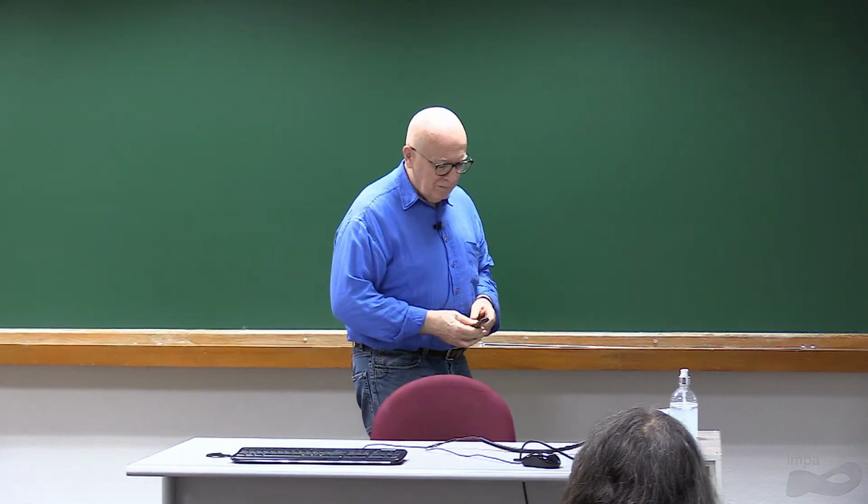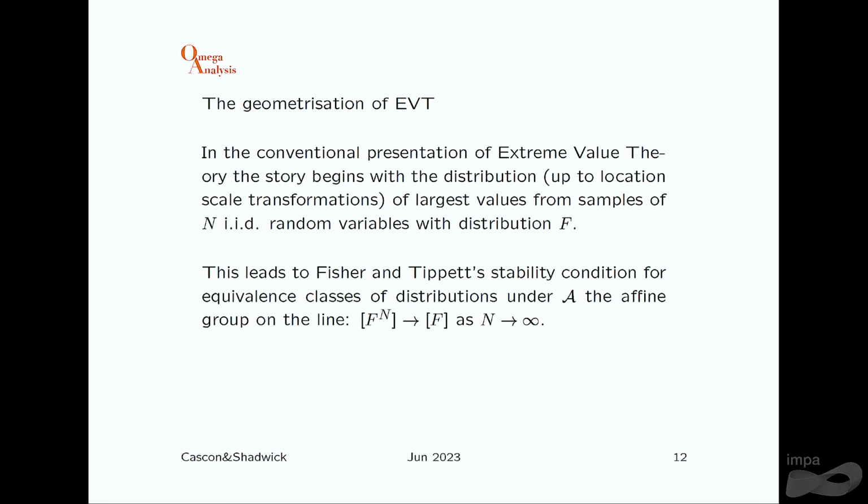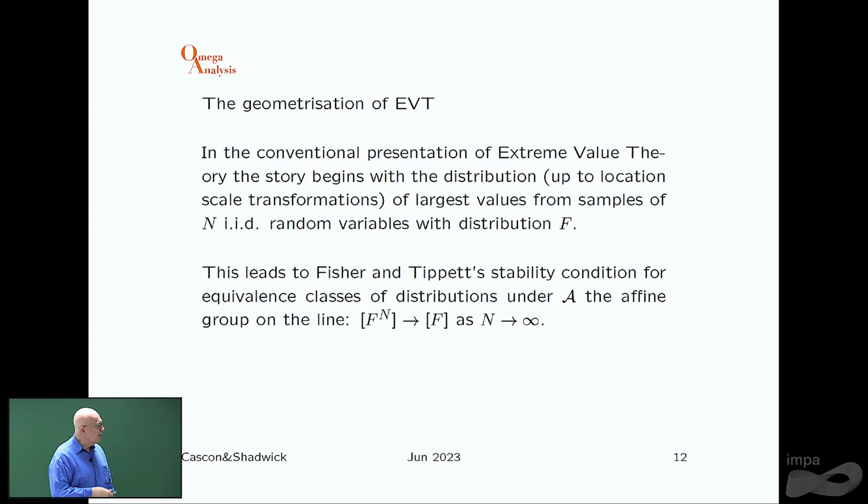So the general theme of these talks has been the geometry of probability distributions. So here we're in the process of geometrizing extreme value theory. The conventional approach to that, you can look in just about any treatment of the subject, starts with the original motivation, which is looking at the distribution of largest values taken from samples of size n, IID samples from a given distribution. And of course, immediately you can see that those largest values, another random variable, has to be distributed by F to the nth. So that gives us the Fisher and Tippett stability condition. They're really looking at the equivalence of nth powers to the original distribution under the affine group as n tends to infinity.